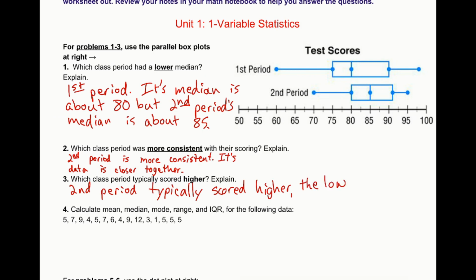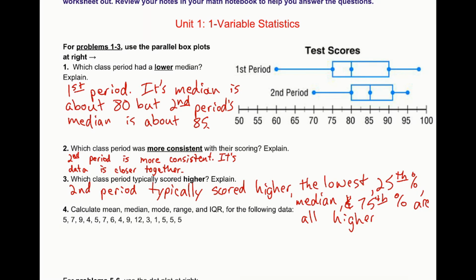The lowest right here compared to there, the 25th percentile here compared to there, the median or 50th percentile here compared to there, and the 75th percentile here compared to there are all higher in second. All right.